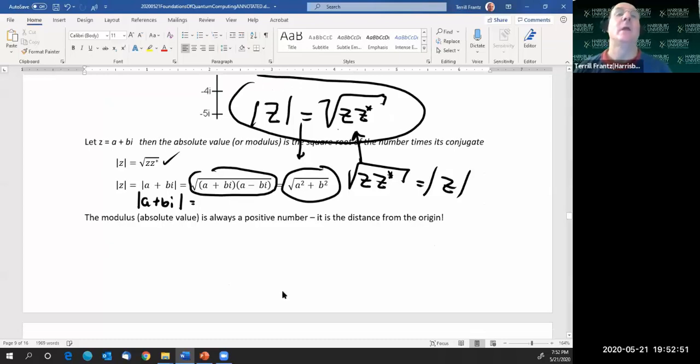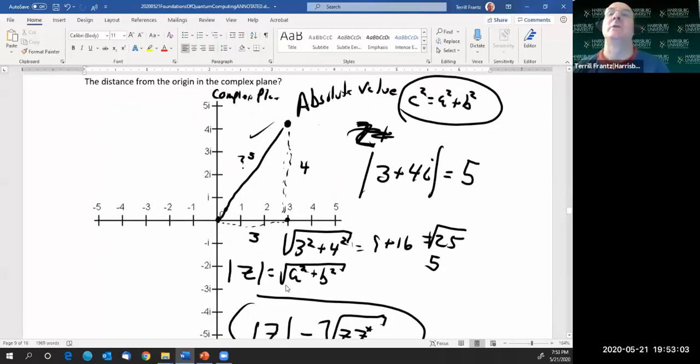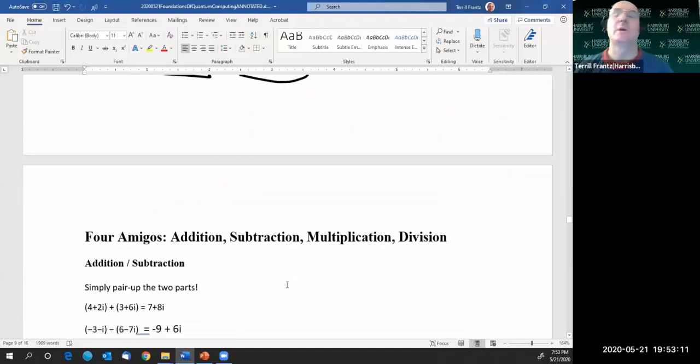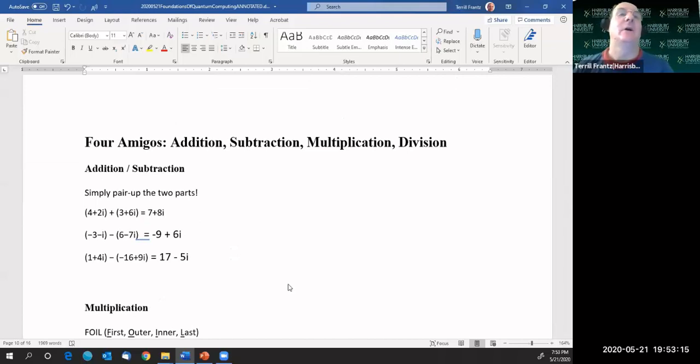Holy cow. Anyway, an important point is that the modulus, aka the absolute value, is always a positive number. And notice that it's also a real number, right? Because we're talking about distance. And when we talk about distance, we're talking about real numbers.